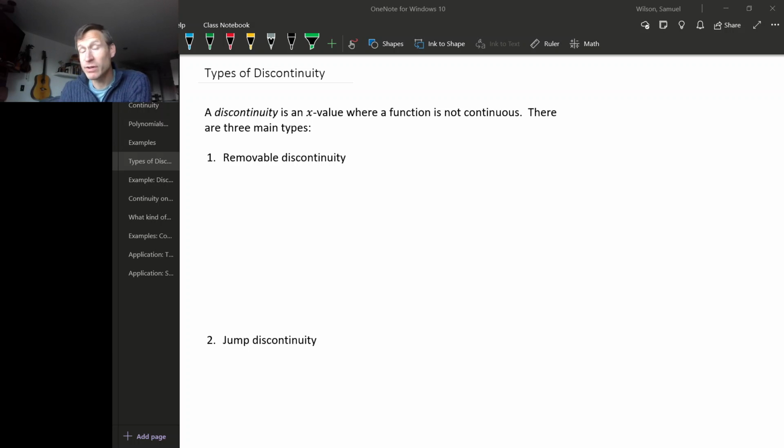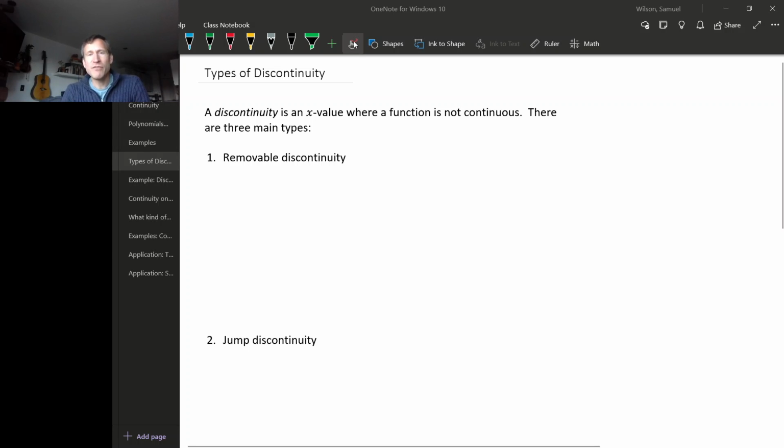When we were working through examples of continuity, you might have noticed that the two functions that turned out not to be continuous, they were not continuous for very different reasons. It turns out there are a few different types of ways to not be continuous. First of all, let's name the phenomenon of not being continuous.